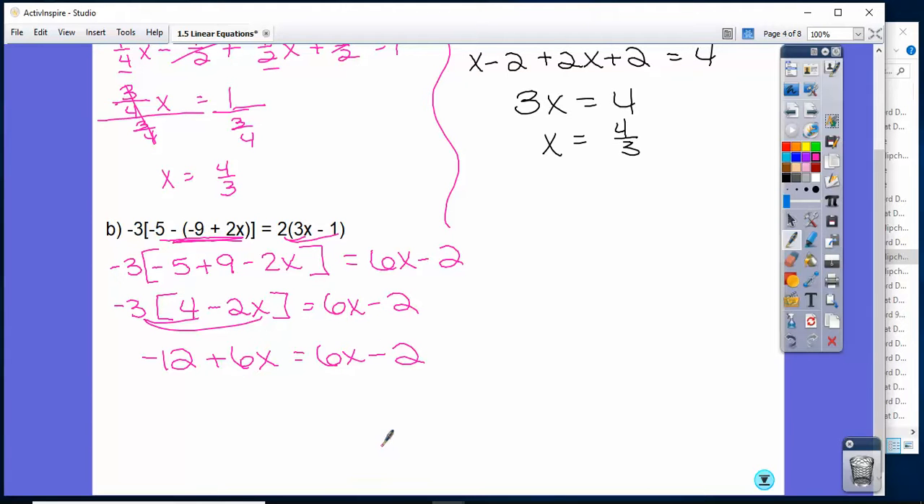What happens now? If I try to get my x's on the same side, I have negative 12 equals negative 2. Does negative 12 equal negative 2? So what do we say? No solution. If your x's cancel out and you're left with a false statement, there is no solution. Is that one all right?